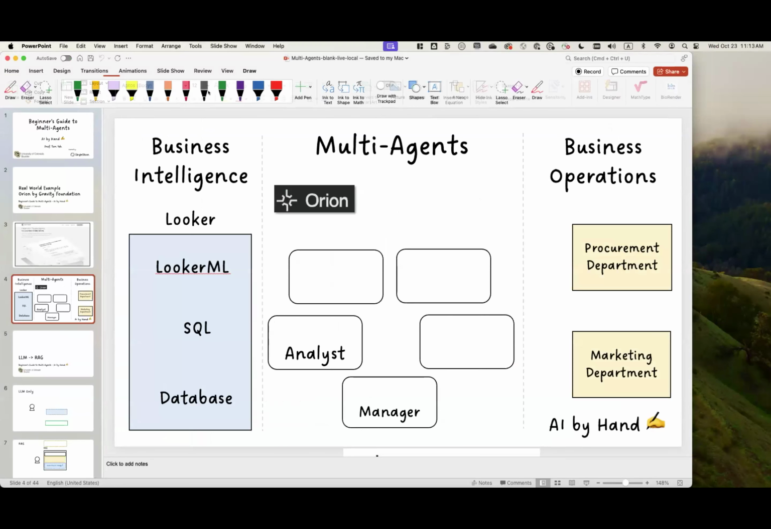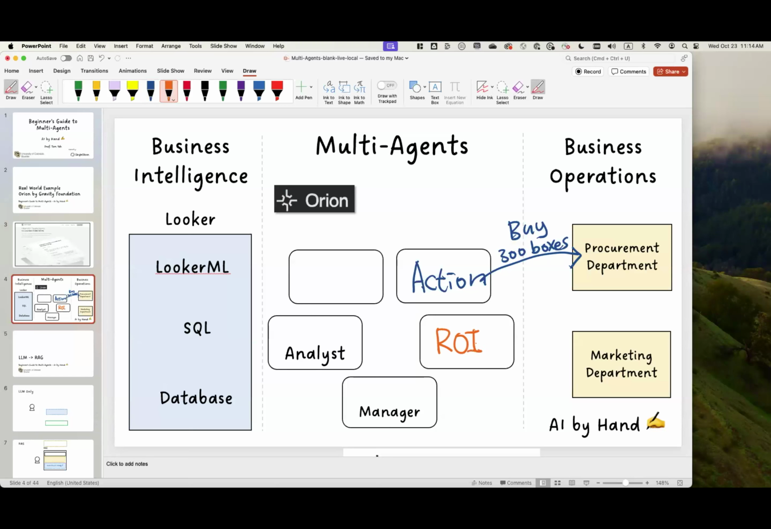And where I was is that we're trying to define the different agents we need. Oh, this is much better. Can you see my screen? Okay, good. Action. The agent we want to be able to give business advice, like buy 300 boxes for the procurement department. But you would like to be able to justify it, so you realize you need another agent to tell you the return on investment.